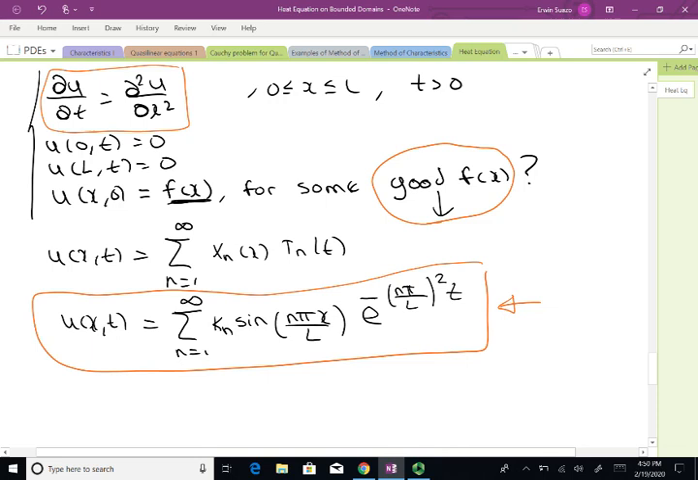So what do we need to do? How do we verify that something is a solution? We have to find the derivative with respect to time of this guy, and then make sure this is equal to 2 times the derivative with respect to x of the same guy. That's what we need to do.